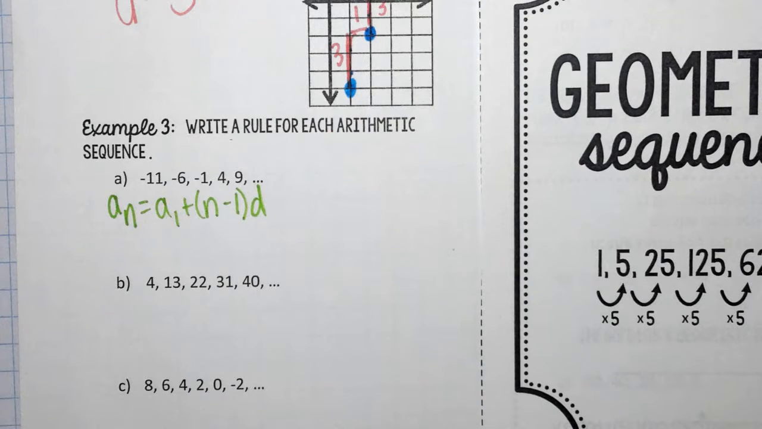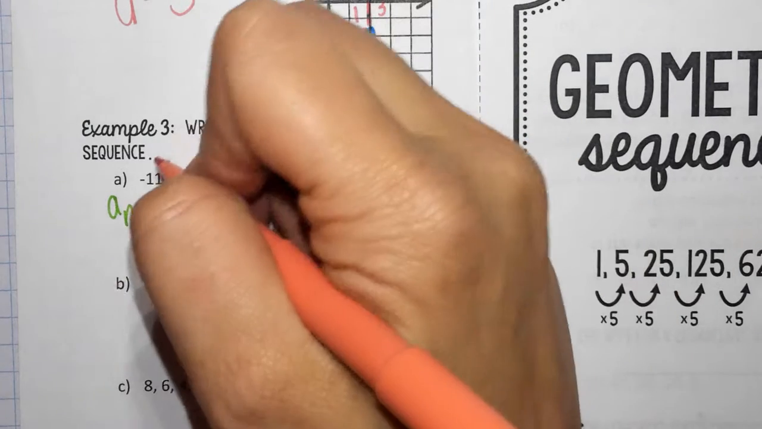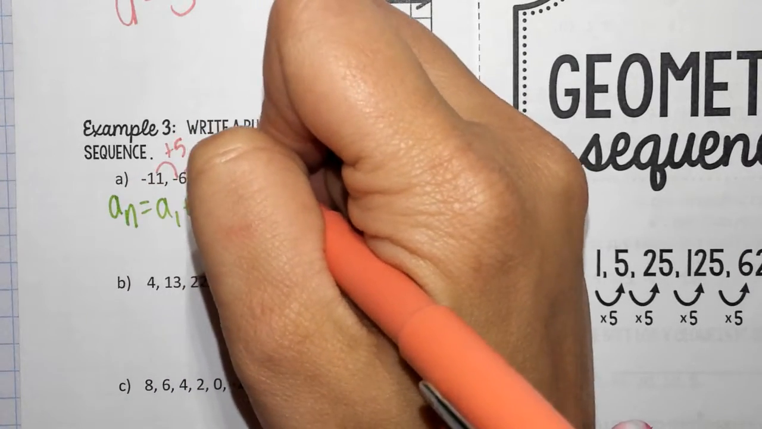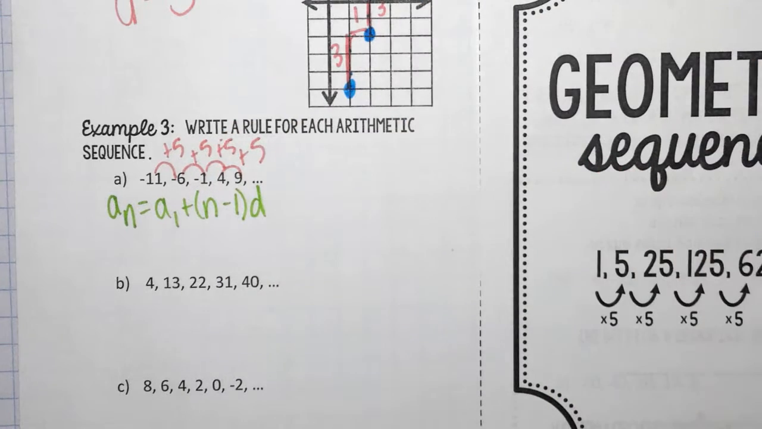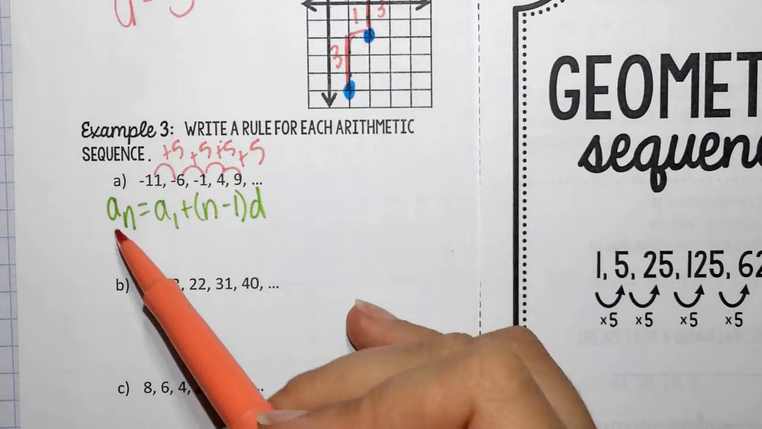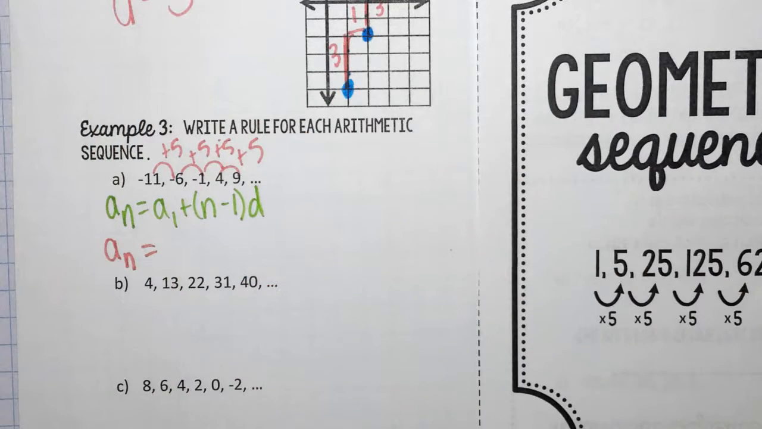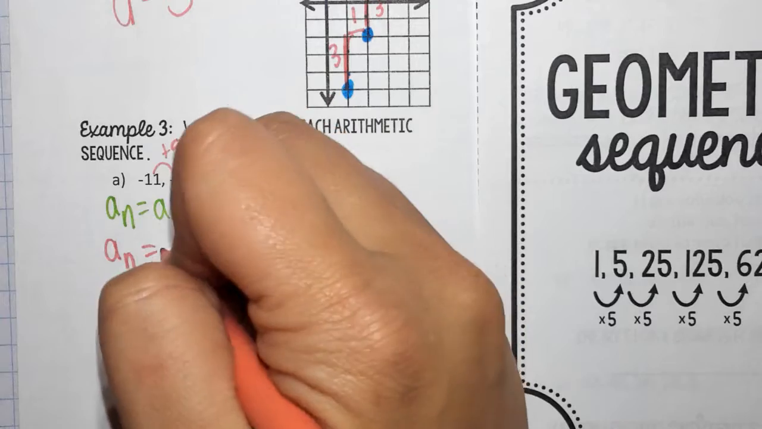Now, is this sequence increasing or decreasing? It's increasing. And how much is it increasing by? 5. It is increasing by 5. Is it increasing by 5 each time? Yes. Okay. All right, now to write a rule, you plug in what you can. We don't know what term we're looking for, so we're just going to write A sub n equals. A sub 1 is which term? Which term does it say it is at the top? It's the first term, which is negative 11.